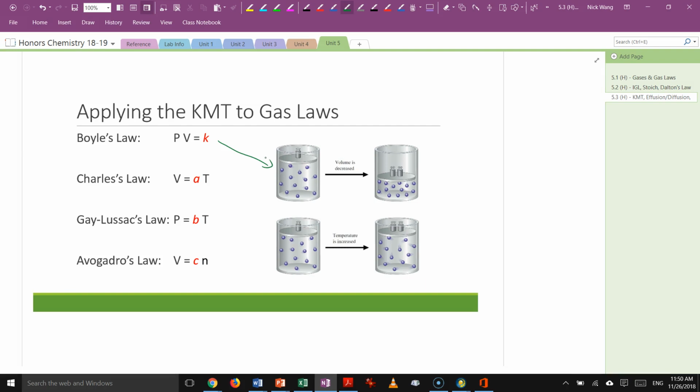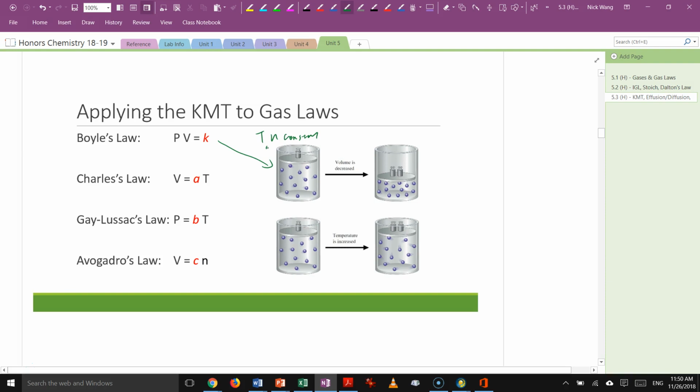So let's talk about this. How's this going to work? Well, right now you have a certain number of gas particles. Remember, in Boyle's law, n is constant. The mole amount is constant, as is the temperature, because we're not going to change the temperature they're in.